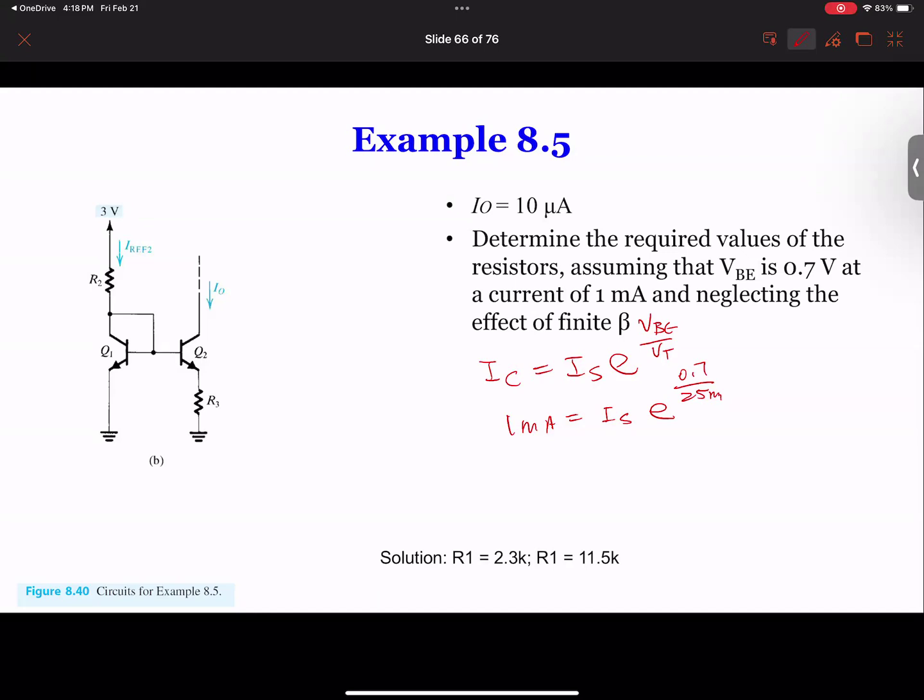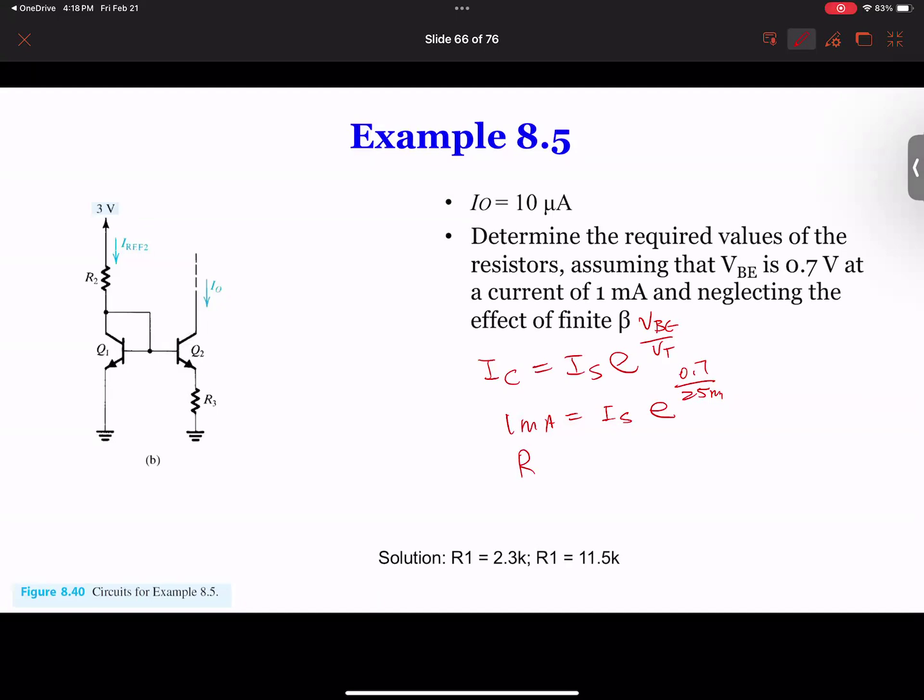So 0.7 means this one here, because this one is directly grounded. So basically this has to be 0.7, and this is 1 milliamp. So we now can find R2. So R2 is going to be 3 volts minus 0.7 divided by 1 milliamp. That gives you 2.3 kilo ohms. Okay, guys, because this is a typo. This is R2, not R1.